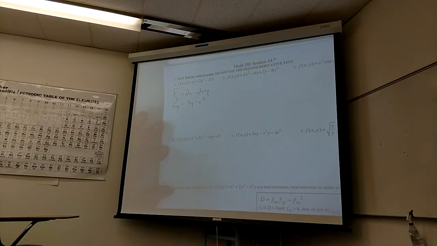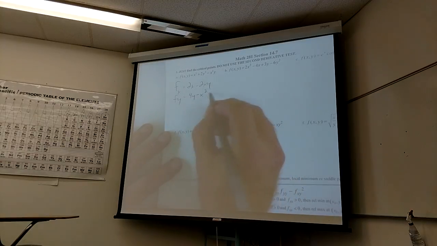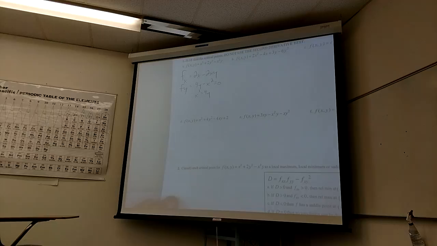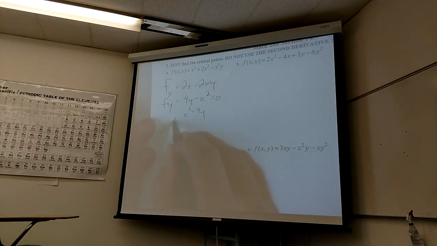I'm curious how you guys saw this first one. You might not have done it the same way I did. How did you guys do this one here? You set them to 0 and then solve for one side. Solve for y. So you get x squared equals 4y, and then y equals x squared over 4. Okay, I like this idea.